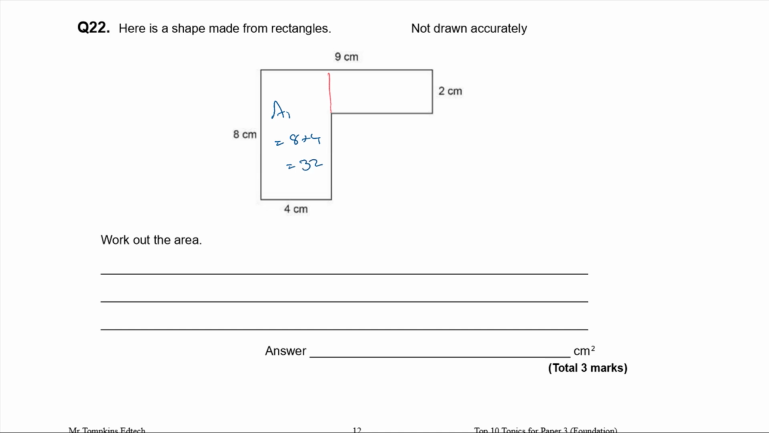Now this other one, don't use 9 and 2. Well, 2 is the width, but it's not 9, is it? Because we've kind of taken a bit off here. This 4 here, look, is here. So that means that this part must be 9 take away 4. It's going to have a width of 5, isn't it? So it's going to be 5 times 2, which is an area of 10. So then the total area is going to be area 1 plus area 2. It's going to be 32 plus 10, which is 42 centimeters squared.